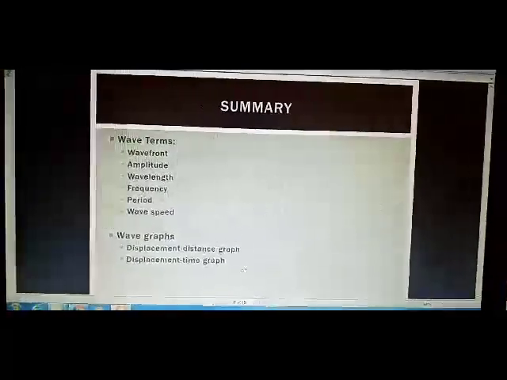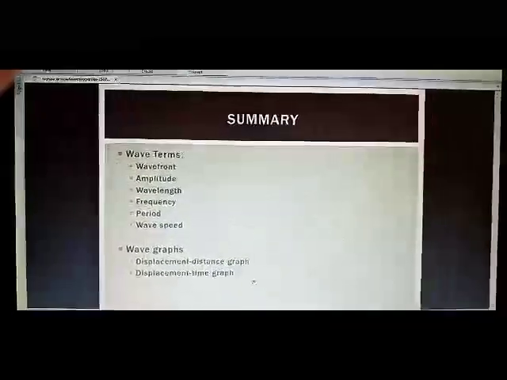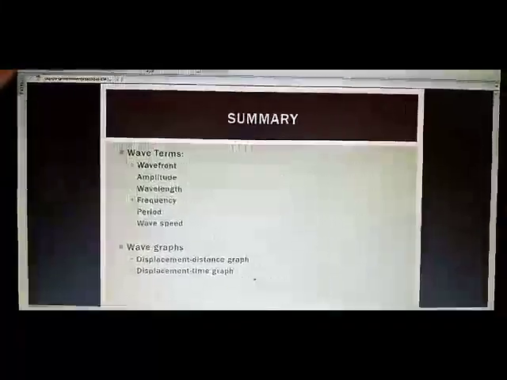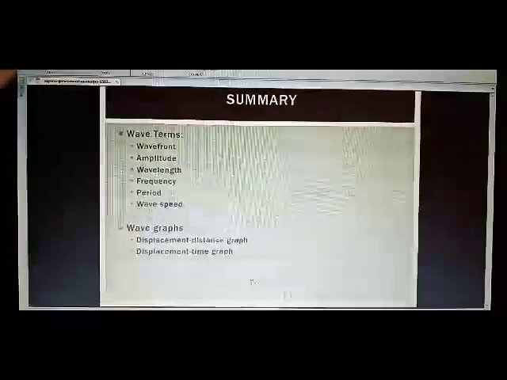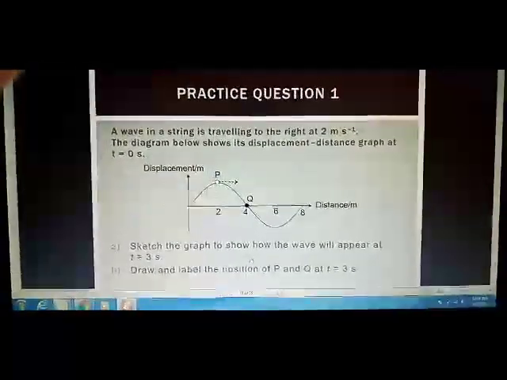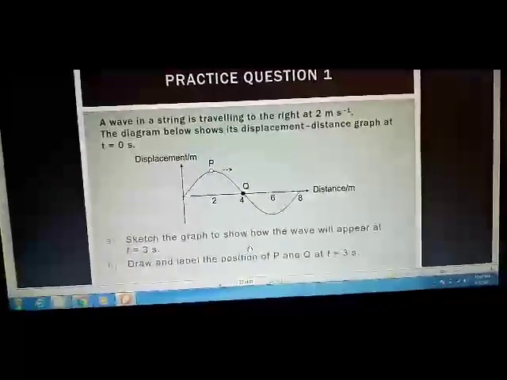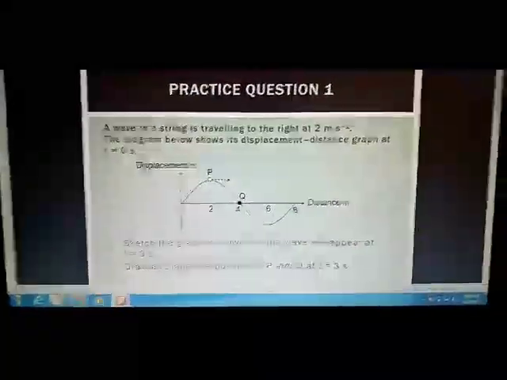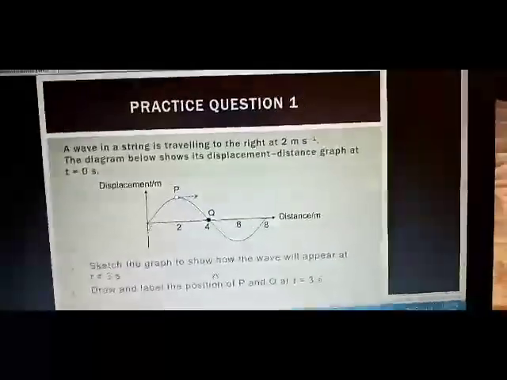Okay, now up to now what we have studied about wave front, amplitude, wavelength, frequency, period, wave speed, and we have studied two graphs, the displacement distance graph and the displacement time graph. Okay, this is a question for you girls. You have to practice it, solve it, and I also have given you the solutions so that you will not find difficulty in solving it. But don't cheat, please. Do it very honestly. You can do it just by a little practice.